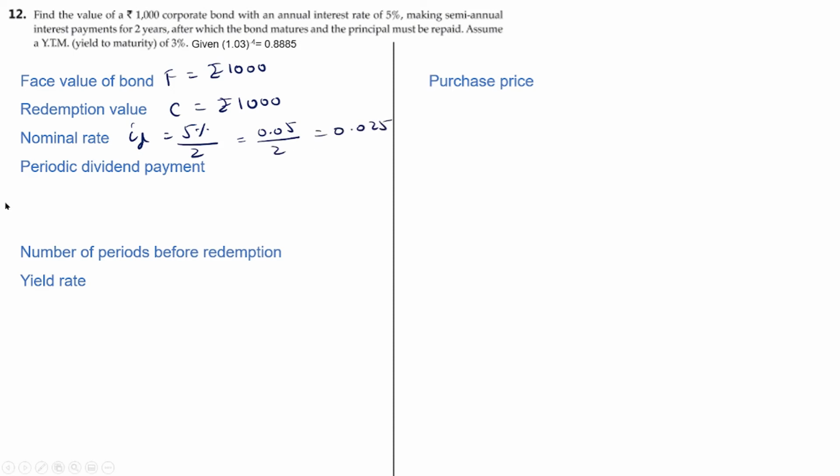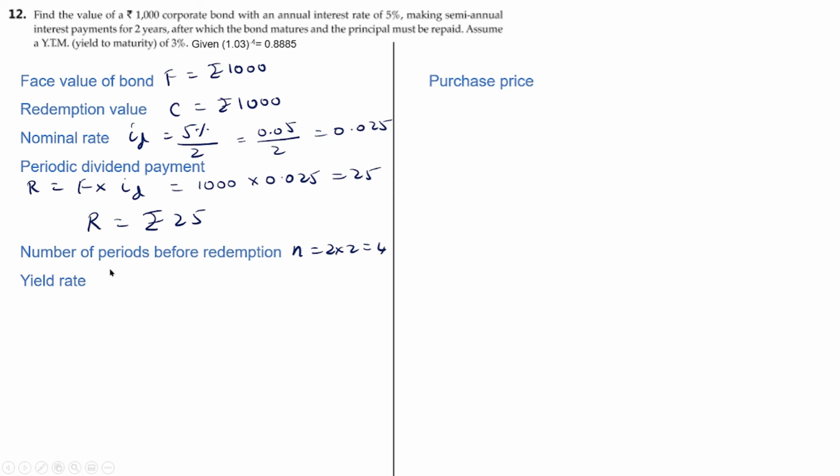Next, we have the periodic dividend payment R. It is given by face value of the bond into the nominal rate. So it is 1000 into 0.025, which is 25. So R is rupees 25. And then we have number of periods before redemption. Here interest payments are made for 2 years, after which the bond matures. It means the bond is redeemed after 2 years. And since semi-annual payments are made, number of periods before redemption will be 2 into 2, which is 4.